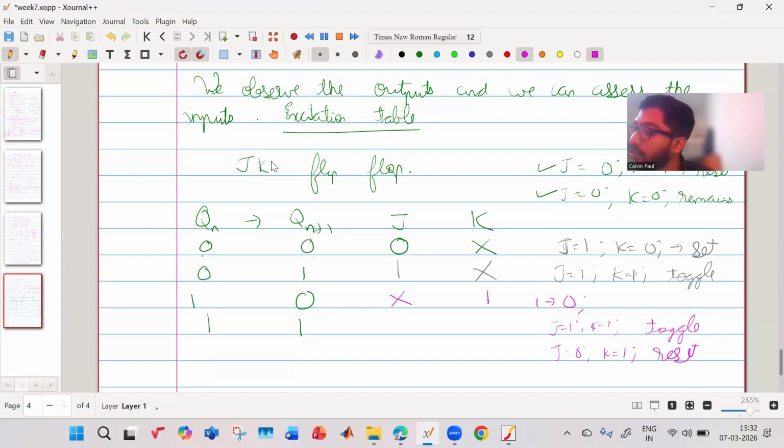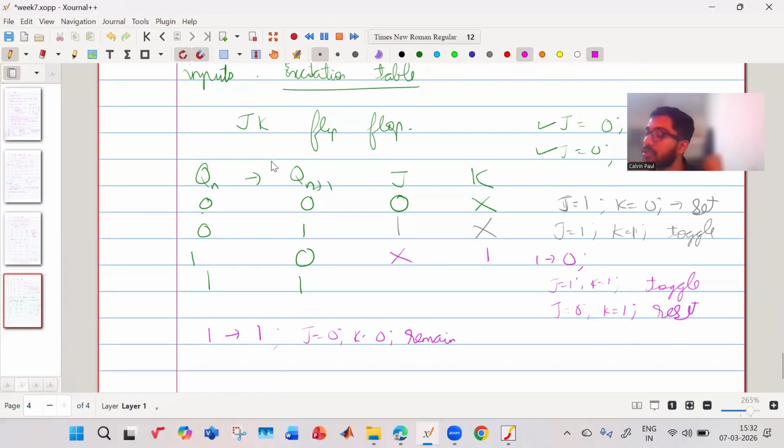Now your next condition is going from 1 to 1. This can happen when J equal to 0 and K equal to 0. That means you're telling it to remain as it is, to have no change. State should not change. Or else you are setting it. So J could have been 1, K could have been 0. Then you see J could be any of these conditions and K has to be equal to 0. So this is for this condition, and this is for that condition.